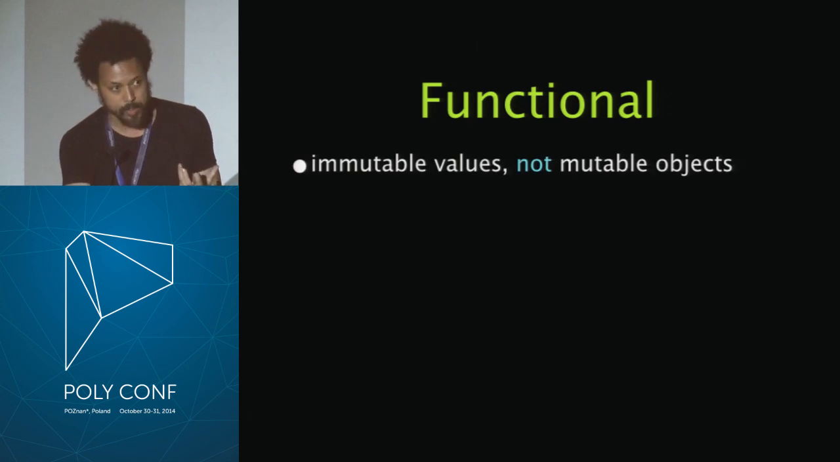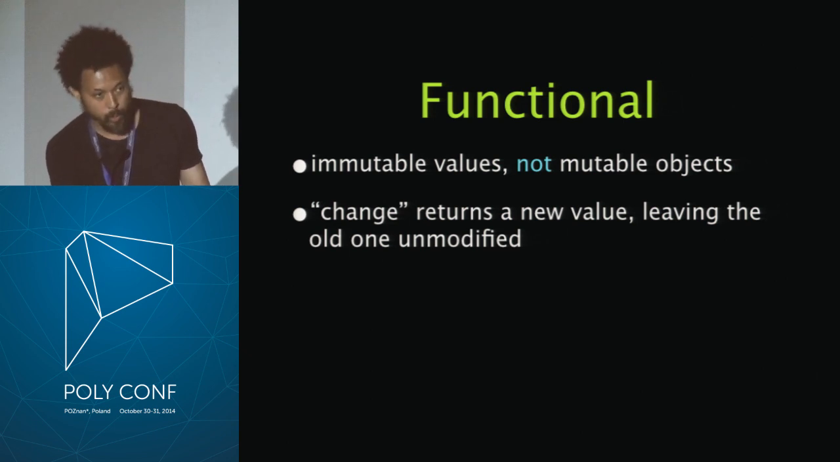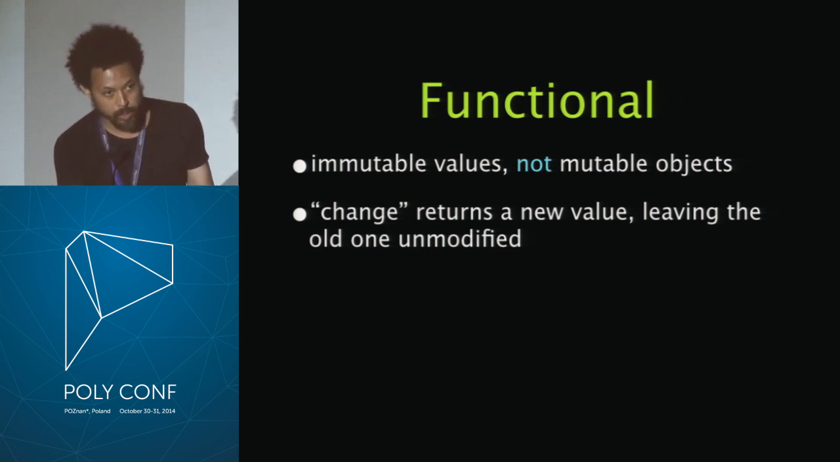Functional programmers don't like mutable objects. They like dealing with immutable values. It gives them deep mathematical reasoning about the code. That's why they like this. The whole idea is that when you change something, you return a new value. You leave the old one unmodified. The poor man's immutable data structure is copy on write. Copy on write works for very small things. It doesn't work when your data set increases in size.